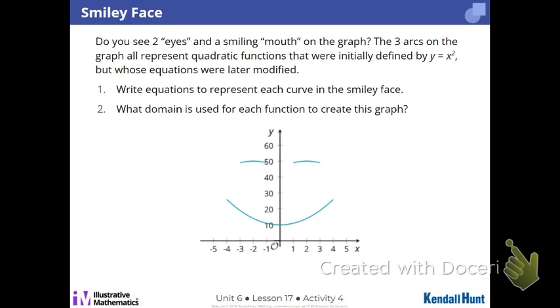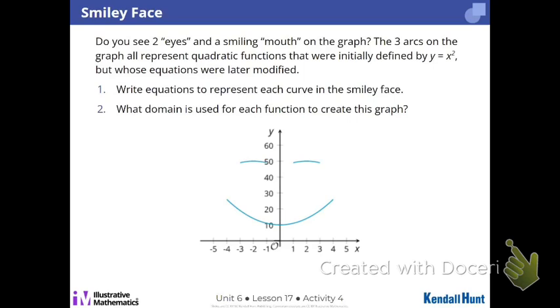Last thing for the whole unit, you are going to write functions for each part of the smiley face, the mouth and each eye. With that, though, these parabolas theoretically go on forever. So you need to give a domain with it in order to have it be that segmented portion of your function.